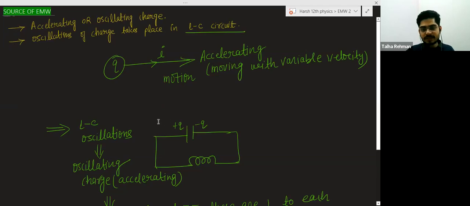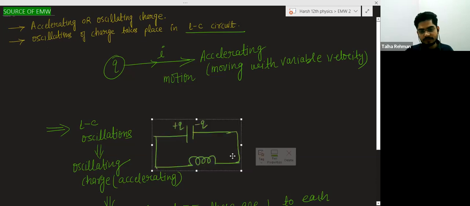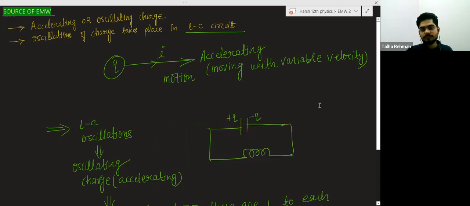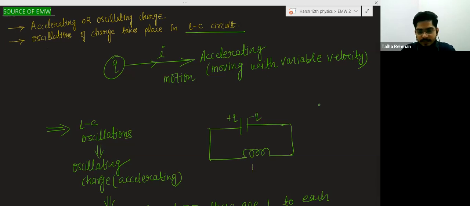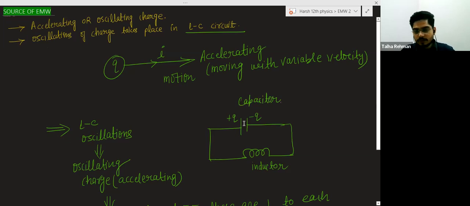LC oscillation means in an LC circuit there is an oscillation of the charge basically. I am not explaining how there will be the oscillation. You should just remember the thing. Basically, this is the inductor and this is the capacitor. And this capacitor this time is fully charged.